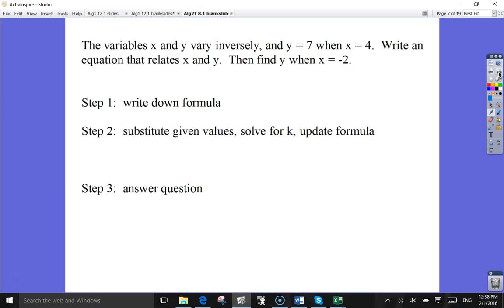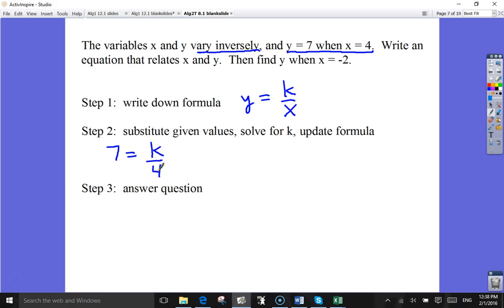So when I first look at this, I'd say, okay, they vary inversely, so I write down y equals k over x. Second, they told me one data point. y is 7 when x is 4. So let me fill that in. 7 equals k over 4.